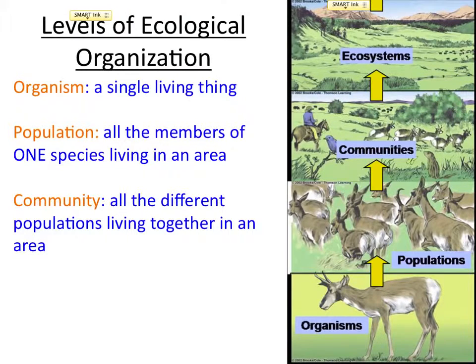Next level up is the community, and a community is all the different populations living together in an area. So if we look at this picture, we see that we have the deer population, it's over here, and then we can imagine having a chipmunk population. There's probably more of this guy around. The horse and the human, and then way off in the distance you can see looks like some bison or cattle. So that's another population. The birds, the butterflies, all those populations put together living in a common area is what we refer to as a community.